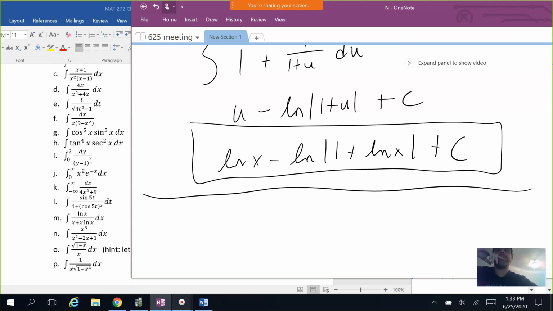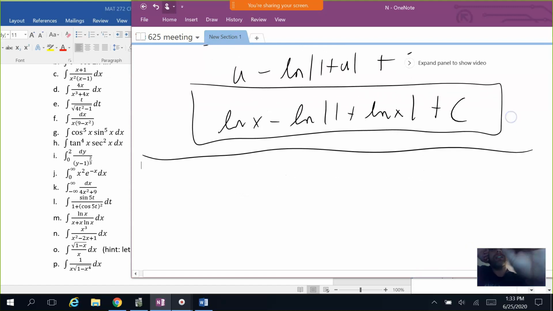Okay. N would be very long. So N, you'd have to start off with long division because the top has a bigger degree than the bottom. And I think after that, because this factors, you may have to do partial fractions. I don't really feel like doing that one.